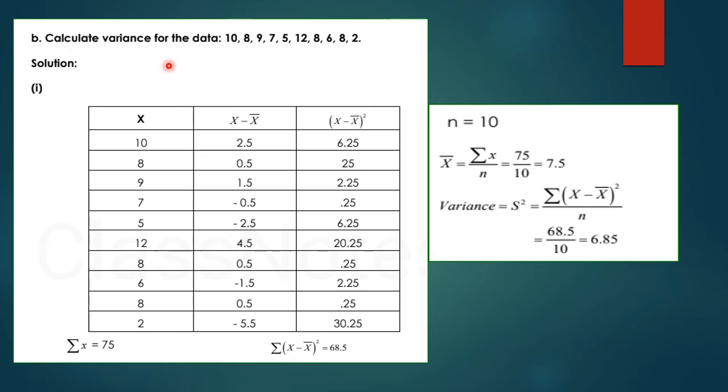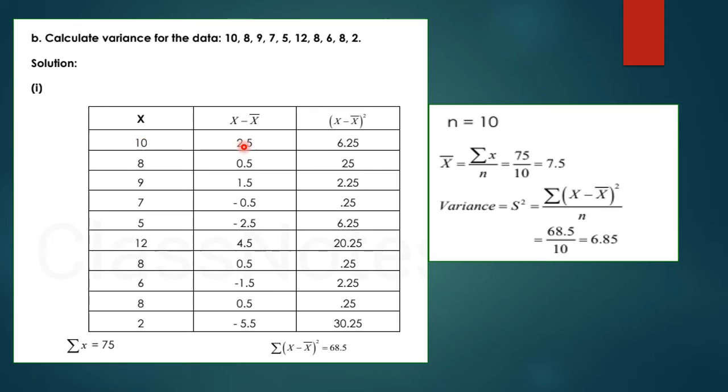B. Calculate the variance for the data 10, 8, 9, 7, 5, 12, 8, 6, 8 and 2. Solution. These are the observations, and first we will find x bar, which is summation x divided by n. Summation x is 75, then divided by n, which is 10, is equal to 7.5. Now we will find x minus x bar and then (x minus x bar) whole square.